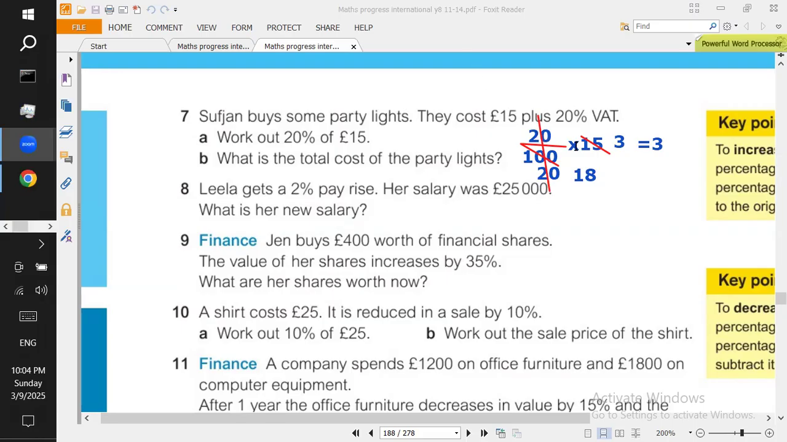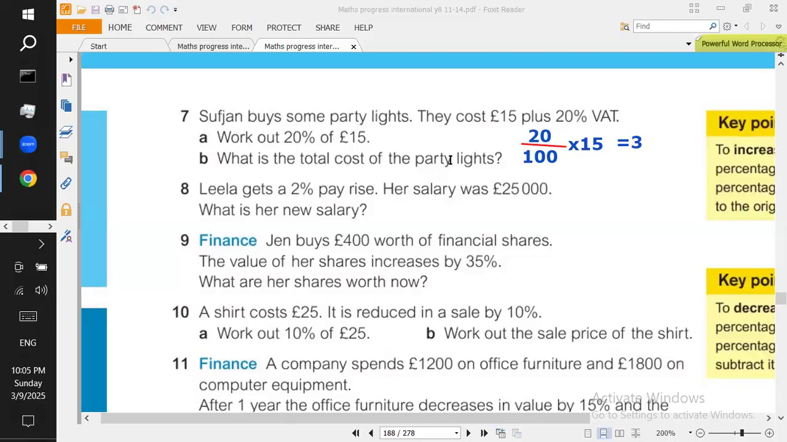I divided by the highest common factor. The idea here is dividing by the highest common factor. First thing I did, I used 20% like this, 20 over 100 of 15. It means times 15. Now I want to look for the highest common factor between 15 and 100. Now basically you can multiply this using the calculator. Yes, you can use the calculator. At the end, it will give you £3.